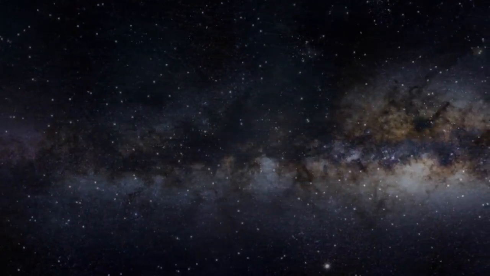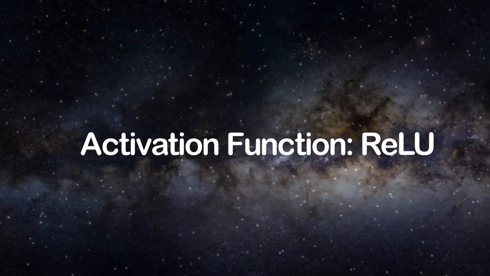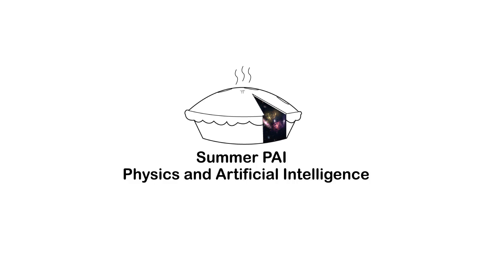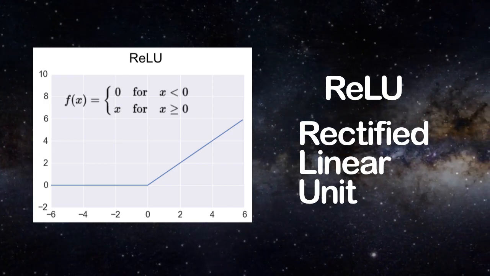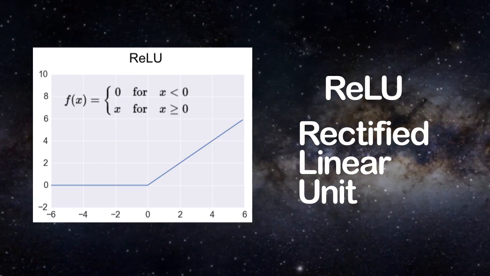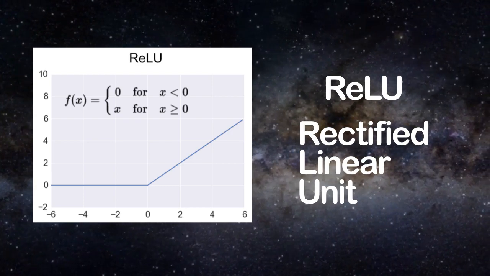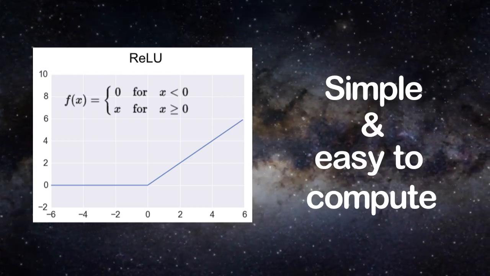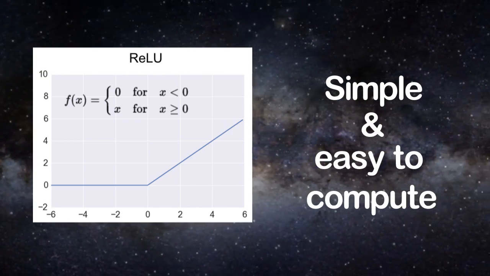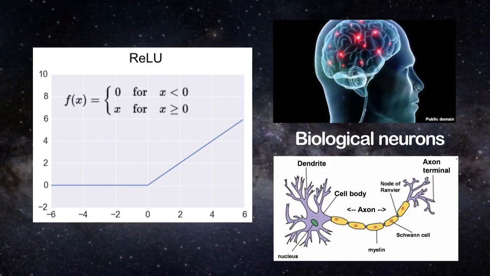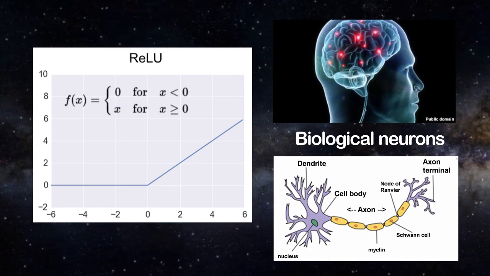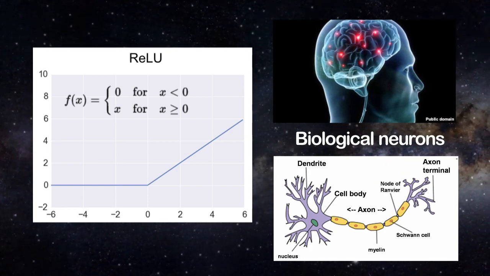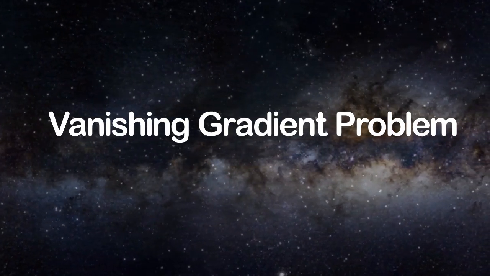Strange looking activation function, ReLU. ReLU is short for a rectified linear unit. It's linear for all positive outputs and zero for negative outputs. It's a simple function, easy to compute. It follows the idea of activation functions, which are inspired by how neurons activate in your brain. But the main motivation for using ReLU is to avoid the vanishing gradient problem.